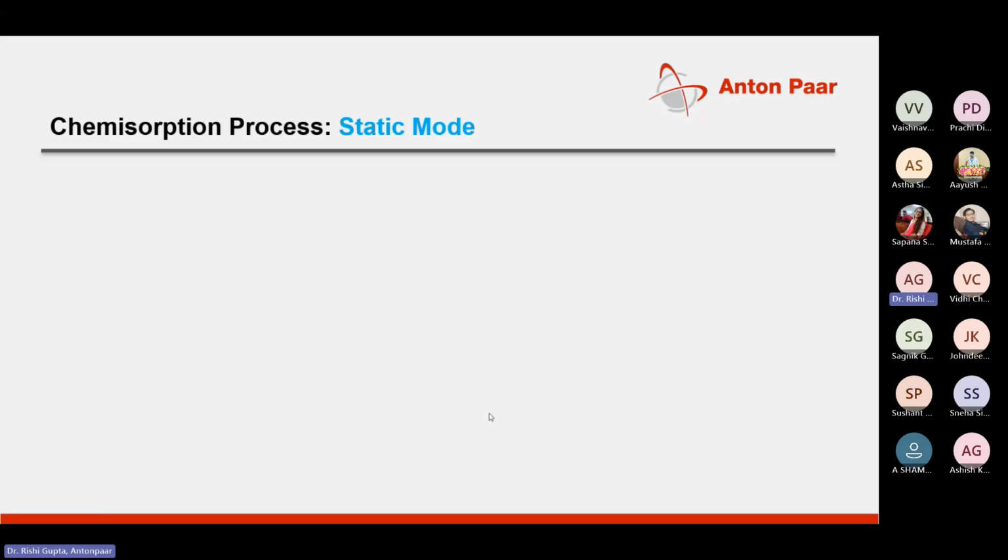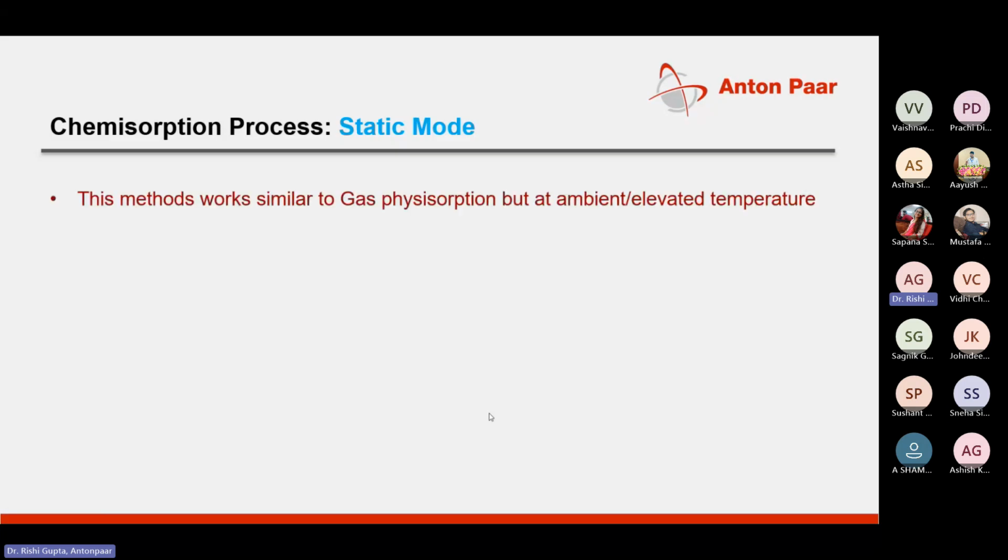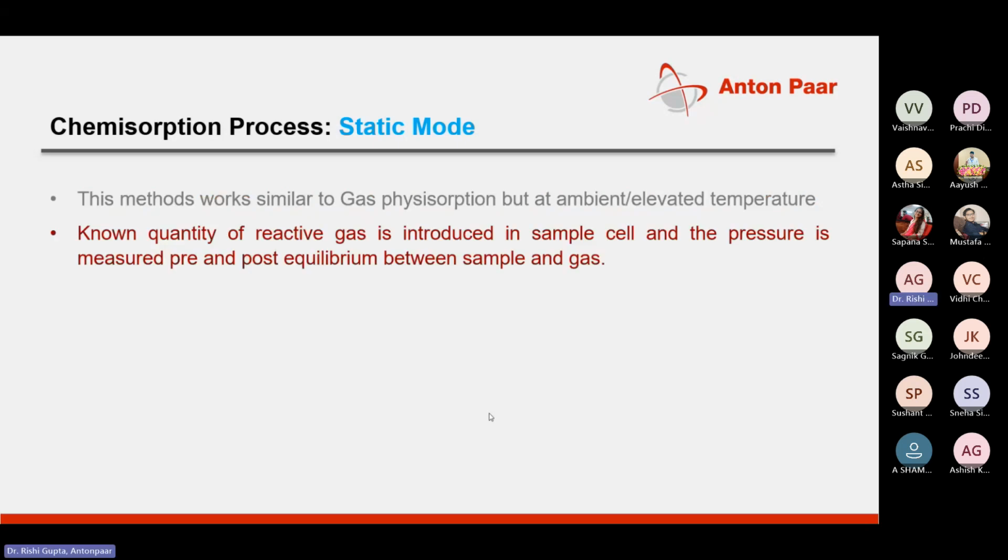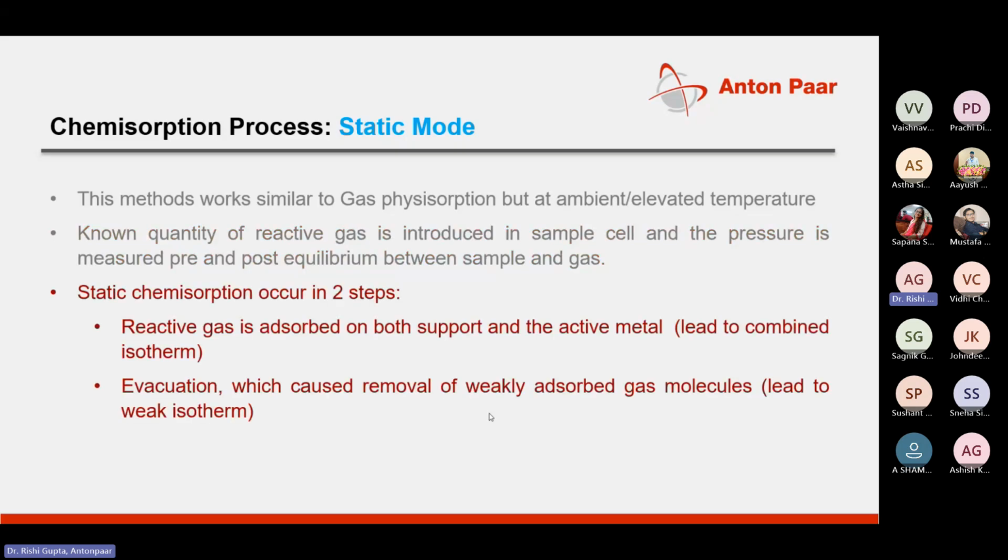Static chemisorption is very similar to the physisorption that we discussed, but the experiment is done at a higher temperature. A known quantity of gas is introduced into the sample cell, pressure is measured pre and post equilibrium, and it will give us two different types of isotherms. Here we don't get adsorption and desorption, here we get combined and weak. In combined, the gas will get adsorbed over both the metal and the support, and when we evacuate, it will come off from the support but not from the metal, because over the metal it has been chemisorbed, not physisorbed.